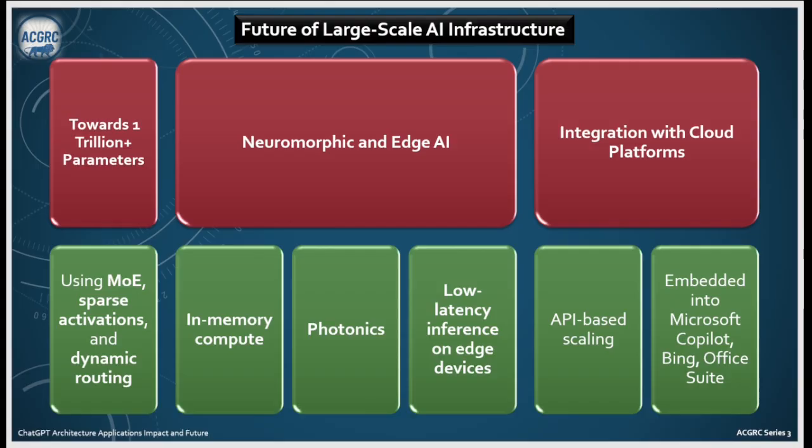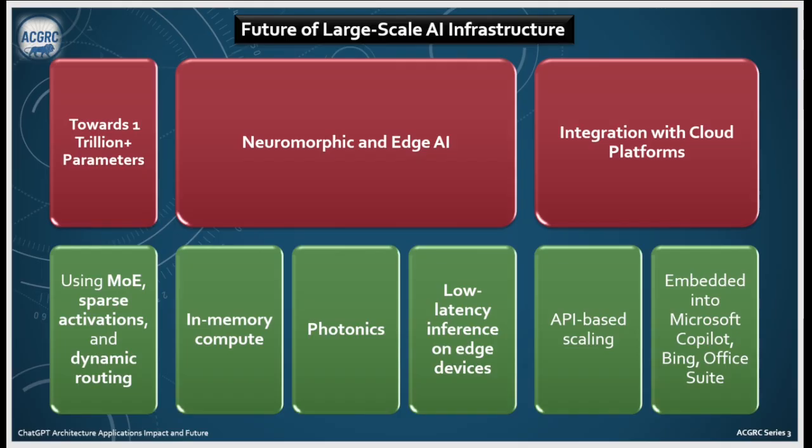Imagine your smartphone having a tiny smart brain inside. It thinks immediately, remembers everything, uses light speed, and doesn't get hot or tired. The next is integration with cloud platforms, which has API-based scaling and is embedded into Microsoft Copilot, Bing, Office suites.